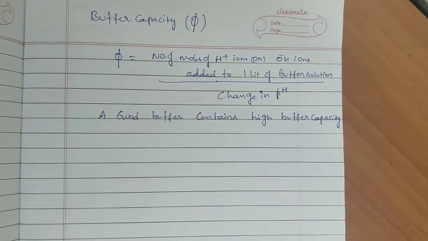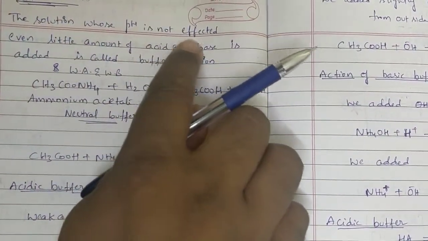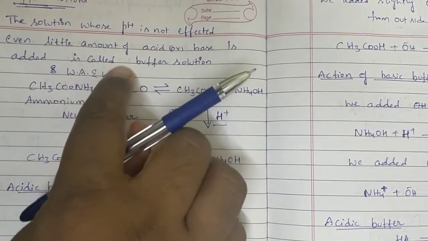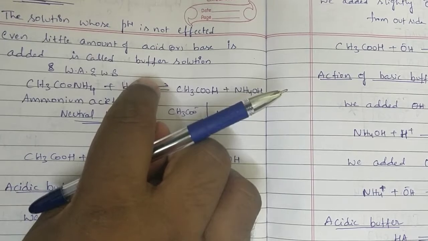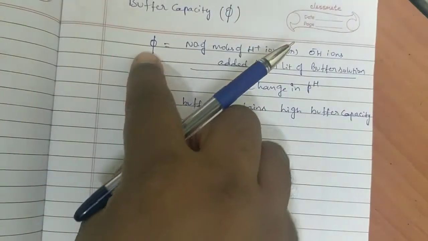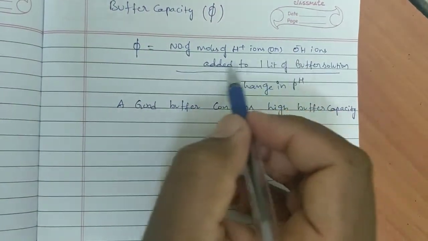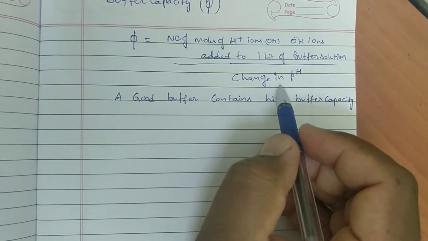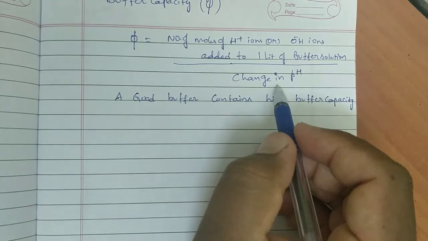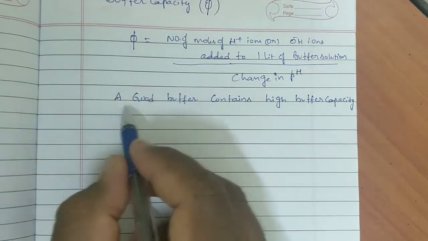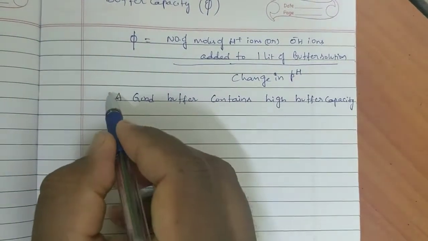Already we said in the definition itself, observe carefully: the solution whose pH is not affected even when a little acid or base is added to it is called a buffer. Not a very large amount. Are you understanding? Now, what is meant by buffer capacity? Number of moles of H plus ions or OH minus ions added to 1 liter of buffer solution divided by change in pH. If more H plus ions or OH minus ions are required to change the pH of a buffer solution, that is called a good buffer. So, a good buffer contains high buffer capacity.